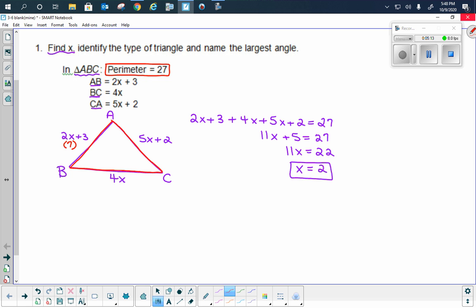Down here for BC, 4 times 2, that length would be 8. And for AC, 5 times 2 would be 10 plus 2. This length would be 12. All right, you're going to have to fill in all of those to be able to analyze the triangle, and what it's called and so on and so forth. So now that we've got the 3 side lengths, let's go ahead and do a little practice.